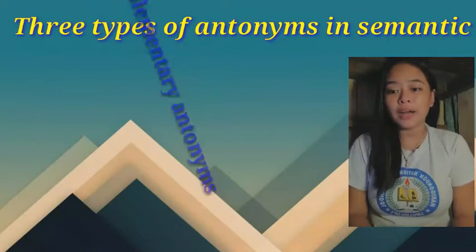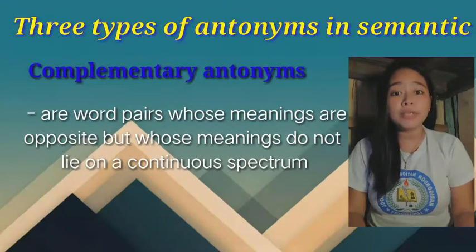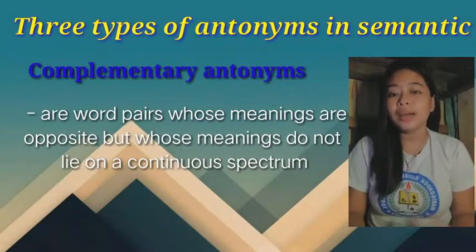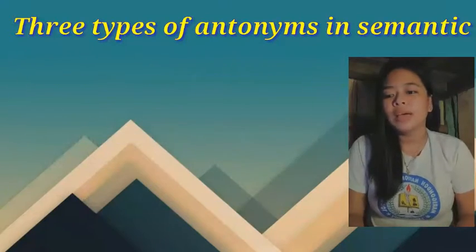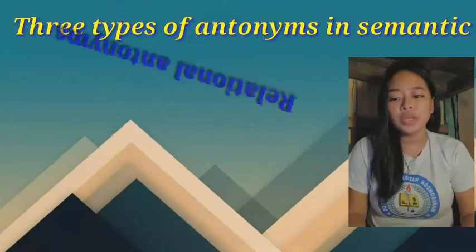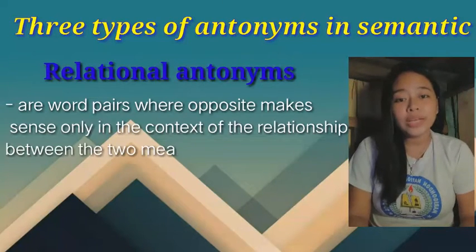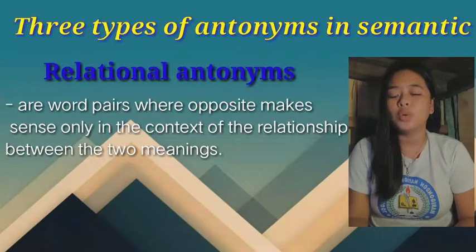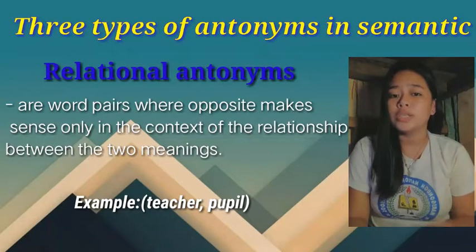Next is the complementary antonym. Complementary antonyms are word pairs whose meanings are opposite but whose meanings do not lie on a continuous spectrum, and the best example for this one is push and pull. The next one is relational antonyms, which are word pairs where the opposite makes sense only in the context of the relationship between the two meanings. The best example for this one is teacher and pupil, or teacher and student.